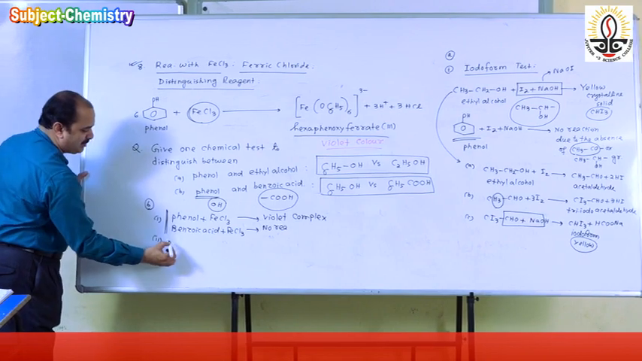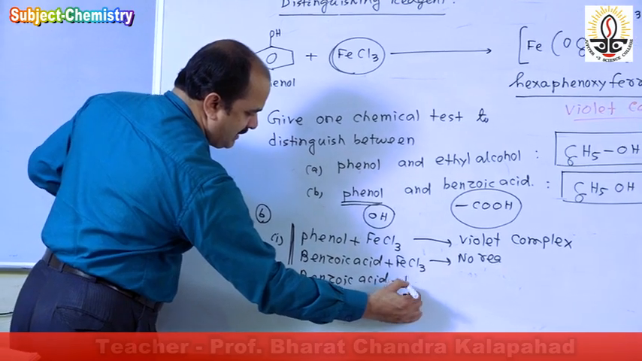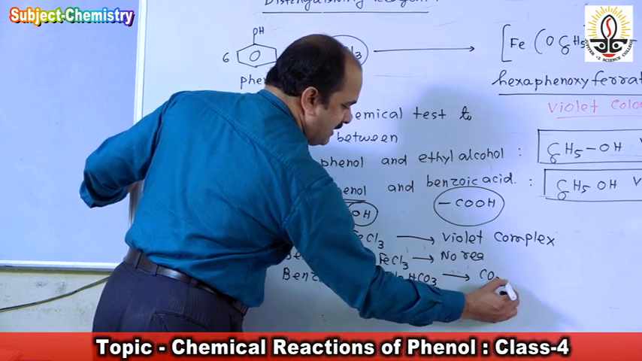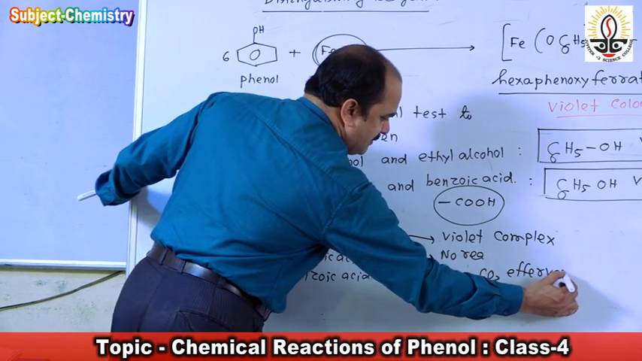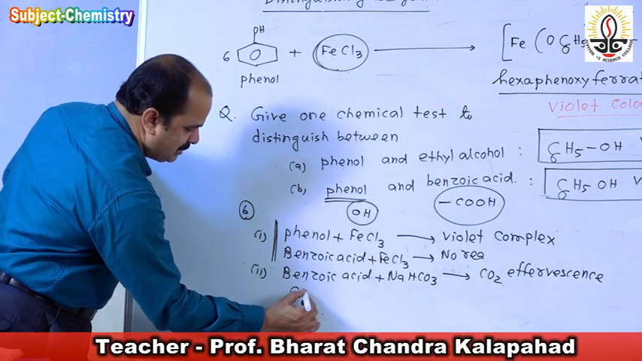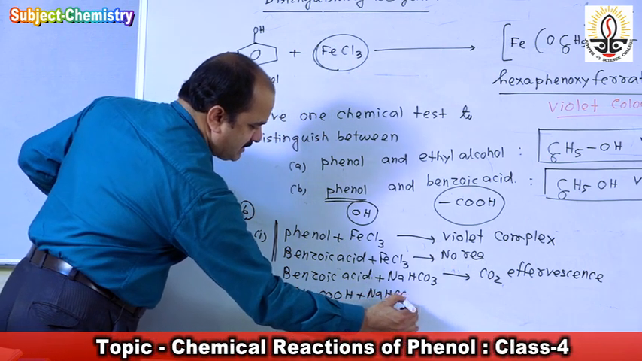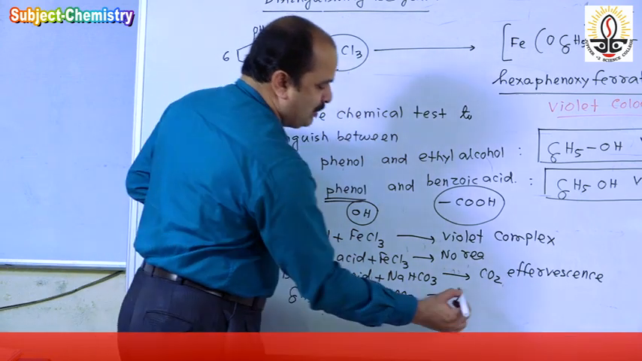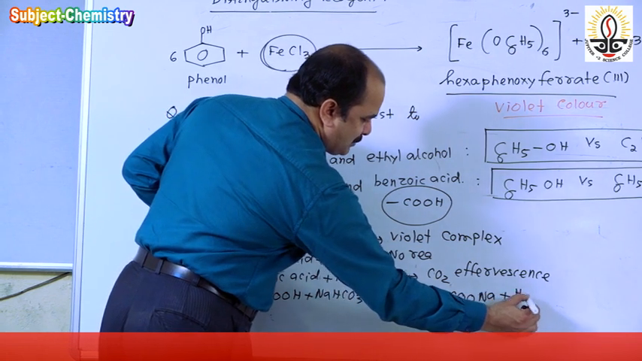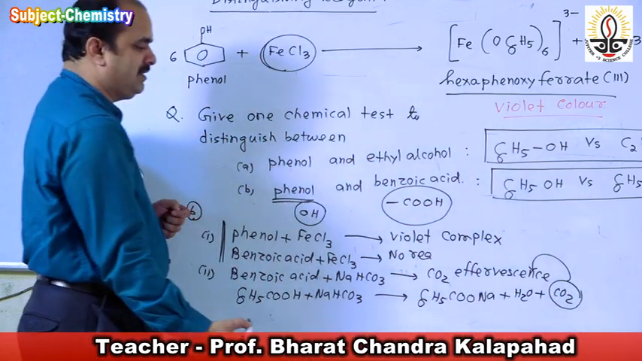The second chemical test we can write also. Benzoic acid, when treated with sodium bicarbonate, gives carbon dioxide. It gives effervescence like this. C6H5COOH plus NaHCO3 gives sodium benzoate, C6H5COONa, plus H2O plus CO2. Effervescence is due to the formation of carbon dioxide.